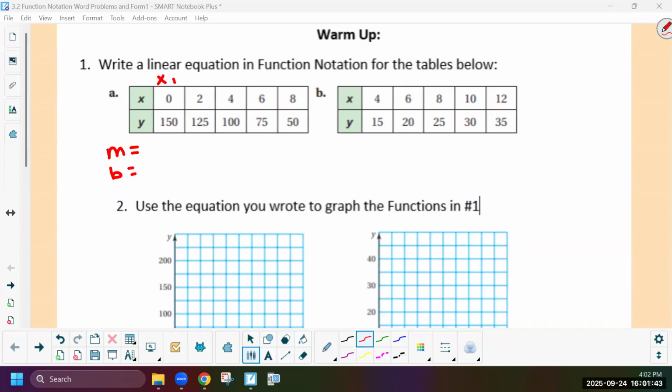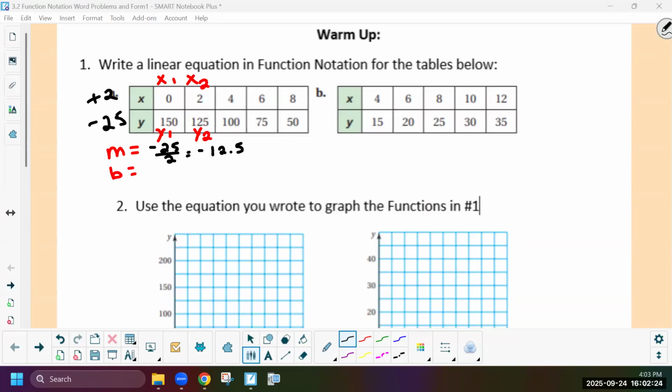This is my first x. This is my second x. This is my first y. This is my second y. From there, you can do y2 minus y1 divided by x2 minus x1. Or you can just figure out what's happening every time. So I noticed that in the first one, the x's seem to be going up by 2, and the y's seem to be going down by 25. So again, if we do change in y divided by change in x, that means negative 25 divided by 2, which is negative 12.5. That's my slope.